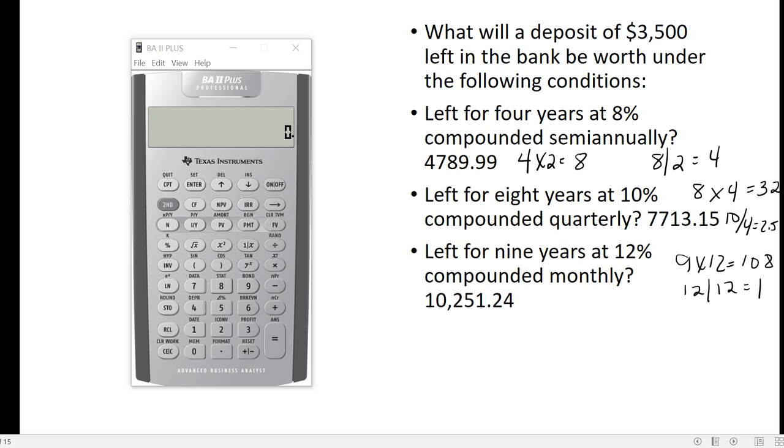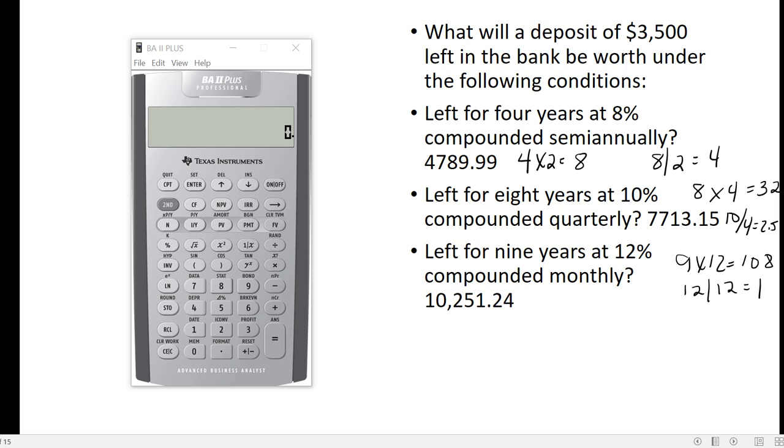So semi-annually is twice a year. So if we're going to earn interest twice a year for 4 years, that's 4 times 2, which is 8. And if we're going to take an annual interest rate and get that twice a year, we would divide the 8% by 2, and our I/Y would be 4.